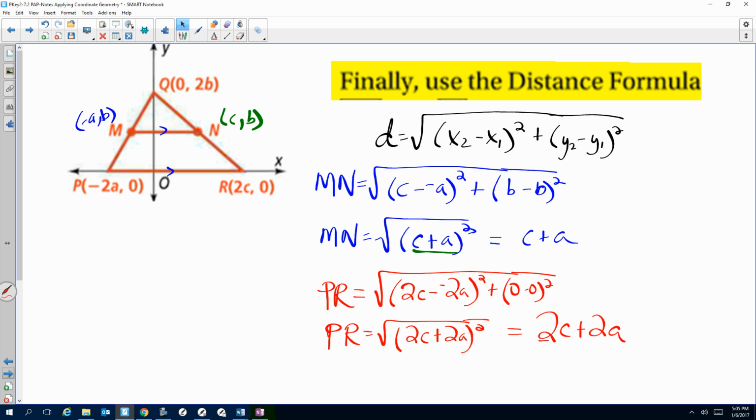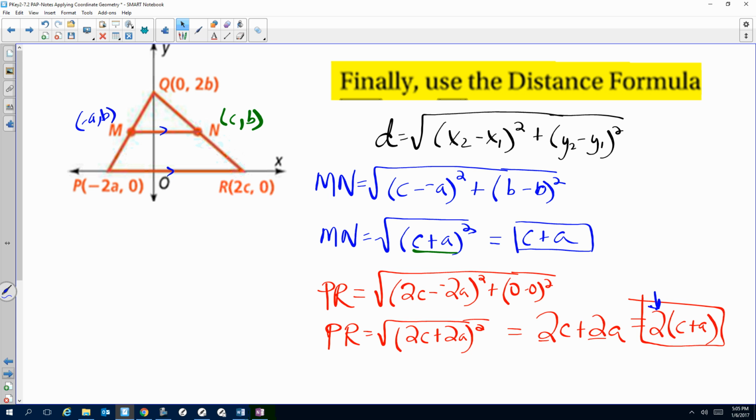Well, they have a 2 in common. So I'm going to factor that out. So we get 2 times (c plus a). So look at this. First we had c plus a, right? Now we have 2 times (c plus a). What did we do? What are we showing here? Right there, it's twice its distance.